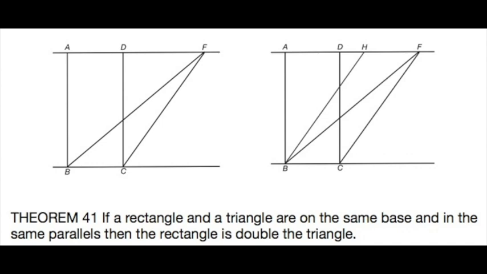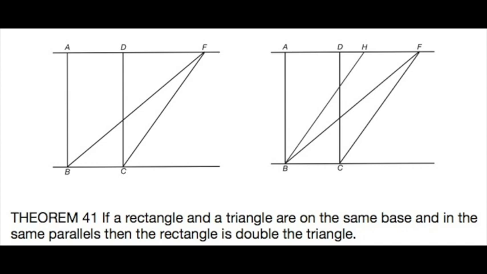Now we will look at Euclid's Theorem 41 because it is used in 4 places in the proof of the Pythagorean theorem. It follows easily from Theorem 35. Theorem 41. If a rectangle and a triangle are on the same base and in the same parallels, then the rectangle is double the triangle.